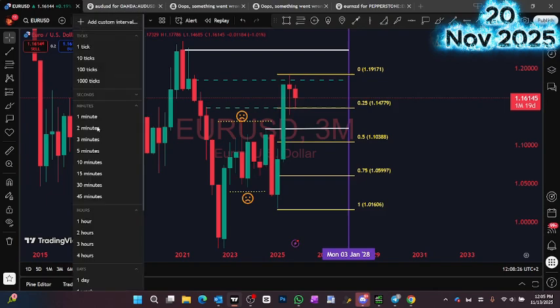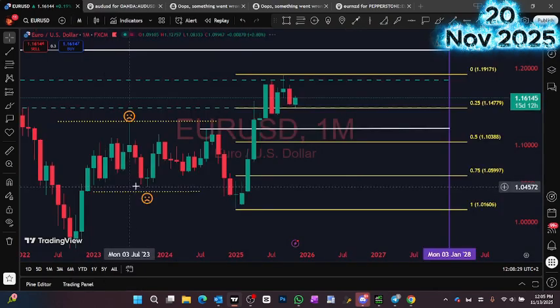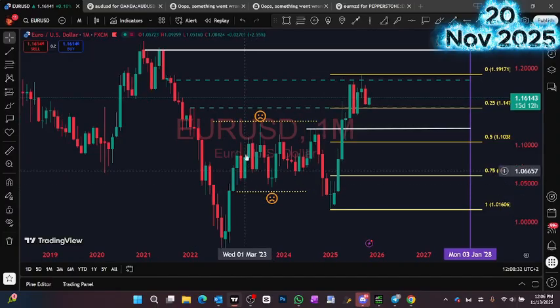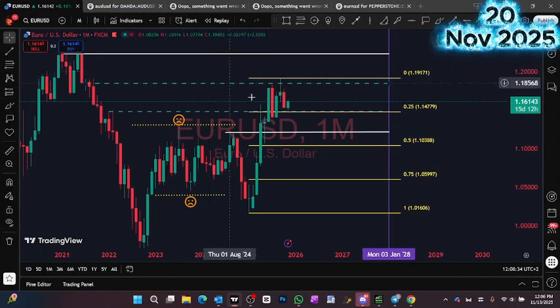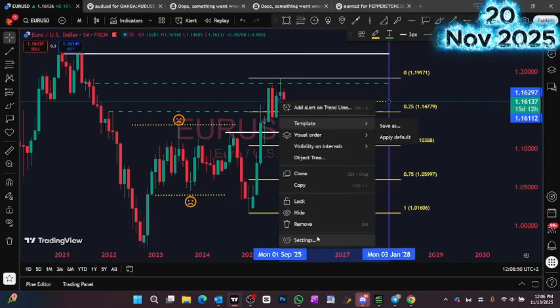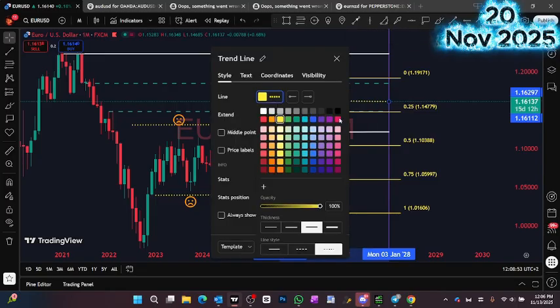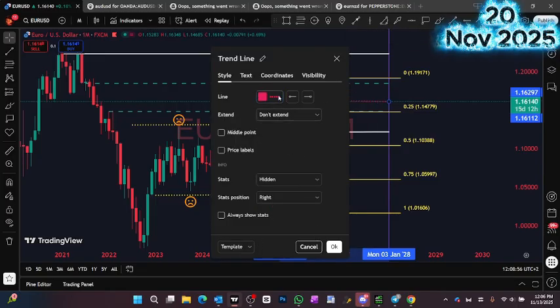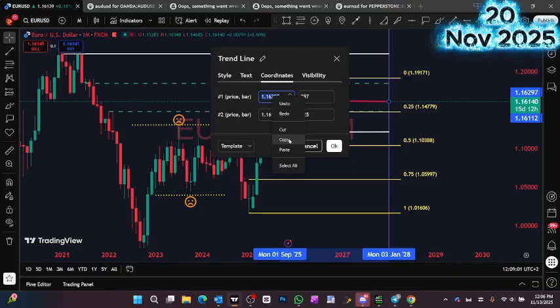Okay, let's go down. Month. Seeing here a, what do you call it, an OB right here? Okay, this one is going to be solid because it's still the solid line.